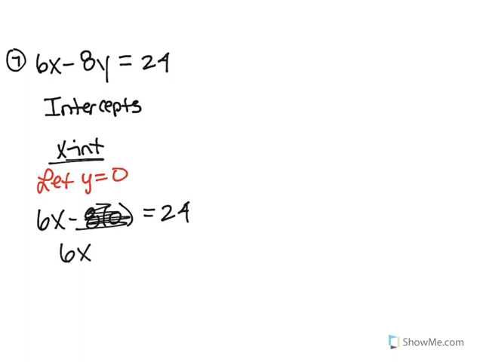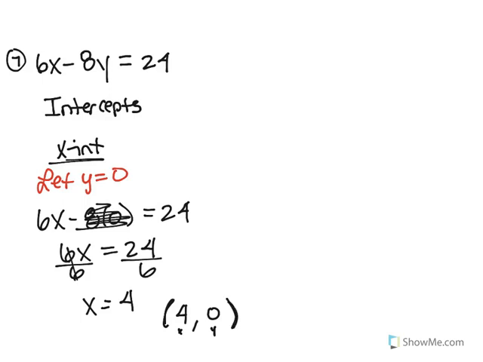So you just have 6x equals 24. And when you divide both sides by 6, we get x equals 4. So that means that this particular linear equation, this line, is crossing the x-axis at 4. So you would write that as an ordered pair where the x number is 4 and the y number is 0. Okay, that's the ordered pair for the x-intercept.